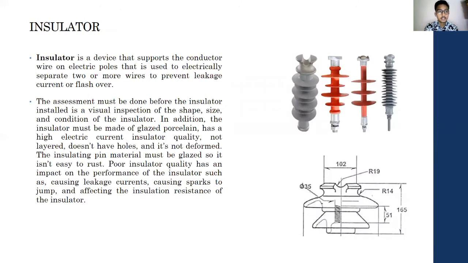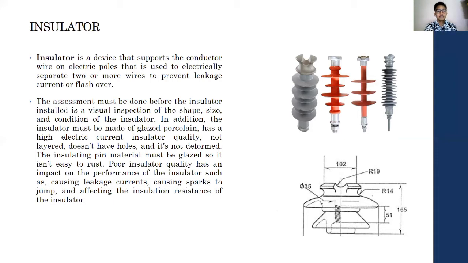And then number two is insulator. Insulator is a device that supports the conductor wire on electric poles that is used to electrically separate two or more wires to prevent the leakage current or flashover.